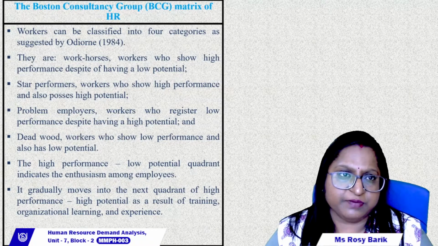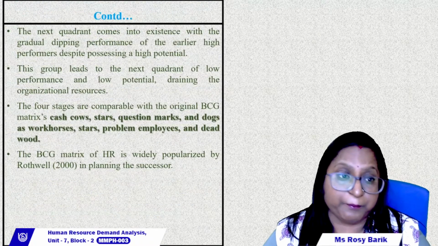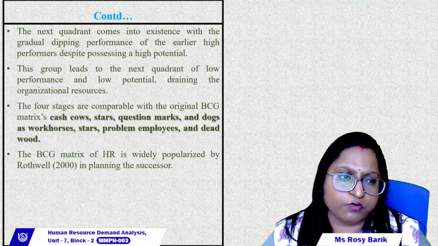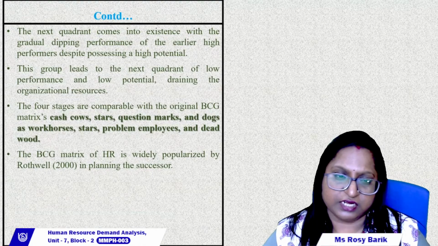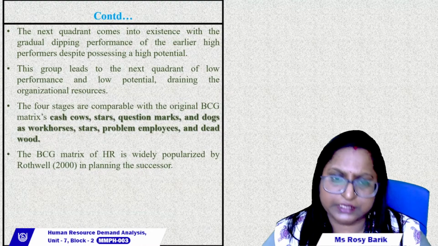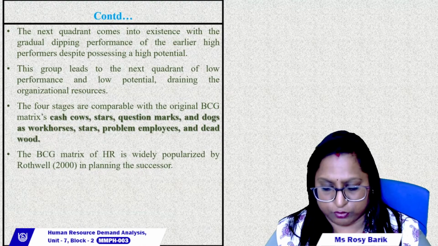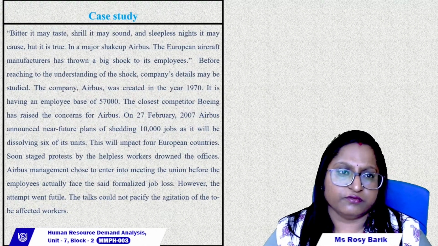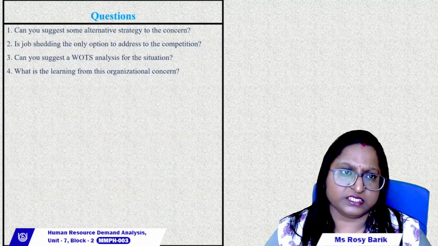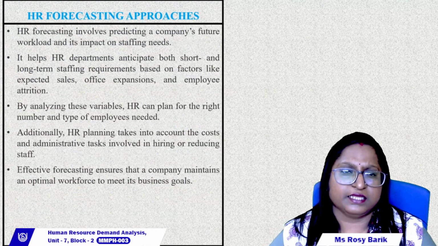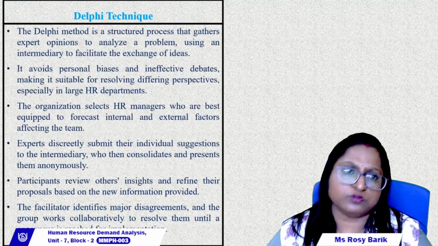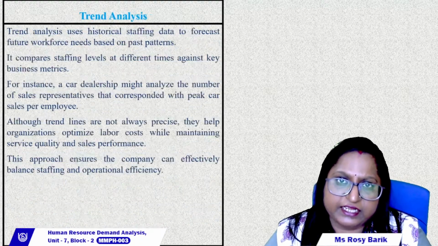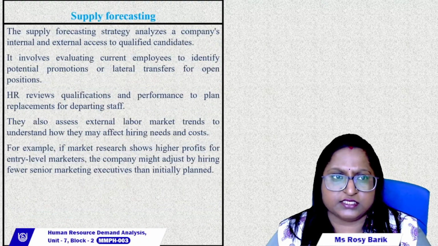And through the BCG matrix, we have compared the cash cow with workhorses, stars with stars, question marks with the problem employees, and dogs with the deadwood, with a certain case study. One case study was there. Then we have discussed different HR forecasting approaches, that is Delphi technique, trend analysis, and ratio analysis.